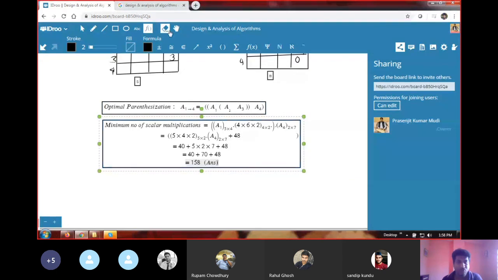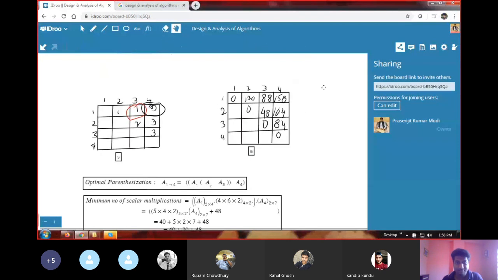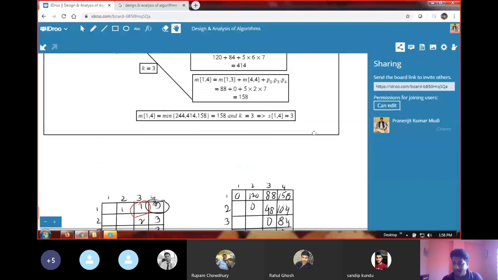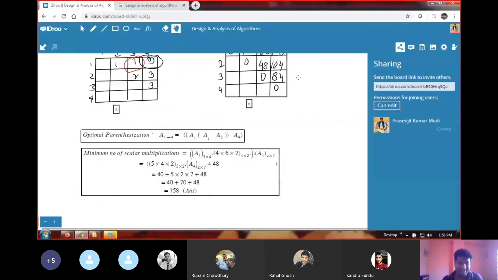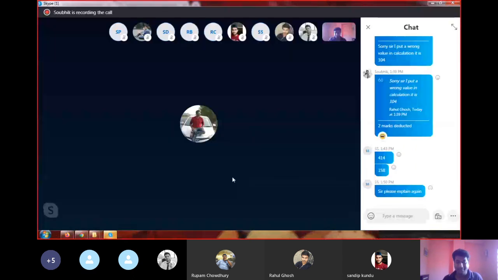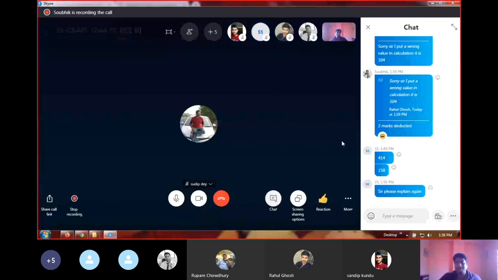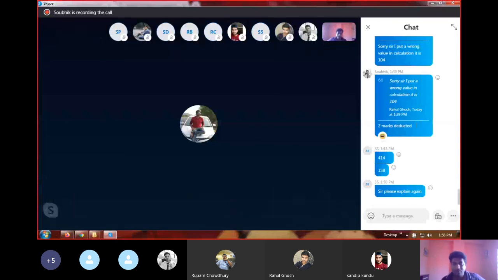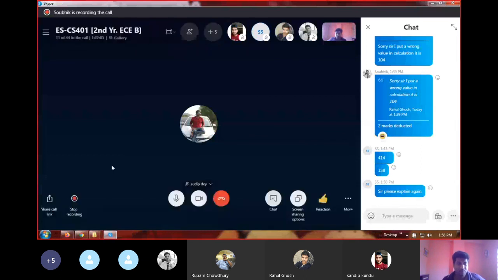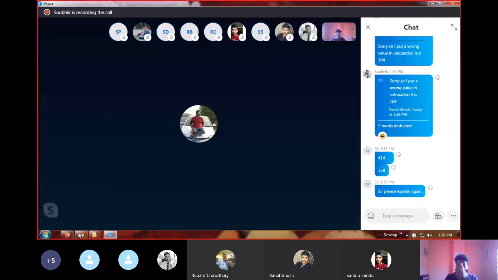I hope you understood well the entire example illustration. Already it's 2 p.m. Any query up to this? We have to close here because I have a class with first year.